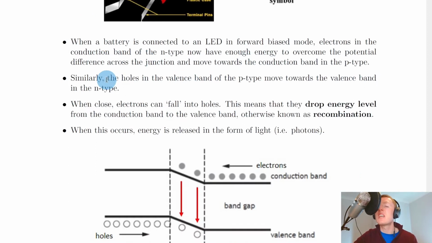So how do LEDs actually emit light? Well, this is a very common exam question for you to be asked, where they might ask you to explain using band theory how LEDs work. So here it says that when a battery is connected to an LED in forward bias mode, electrons in the conduction band of the N-type now have enough energy to overcome the potential difference across the junction and move towards the conduction band in the P-type.